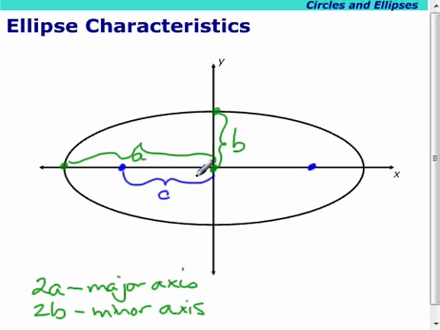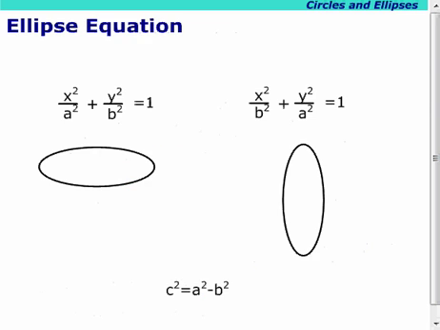So the game with this is finding an equation, or given an equation, trying to figure out what a, b, and c are. Sometimes they only give you two. If they only give you two, there is another formula that I can use to relate those. It looks very similar to Pythagoras, but instead of a plus in the middle, there's a minus. So this is an equation that relates these three characteristics of an ellipse. Now let's take a look at equations.